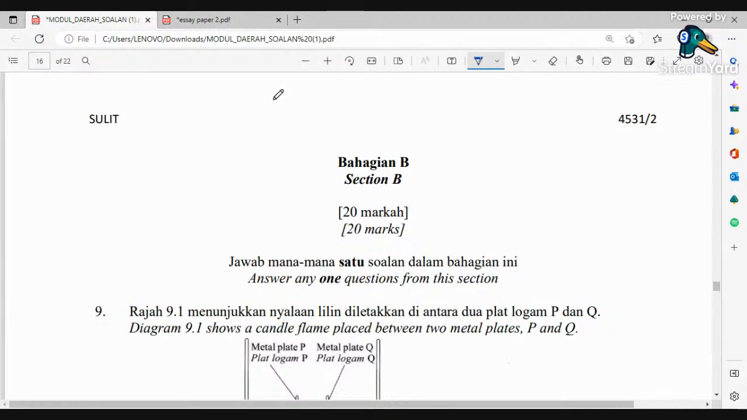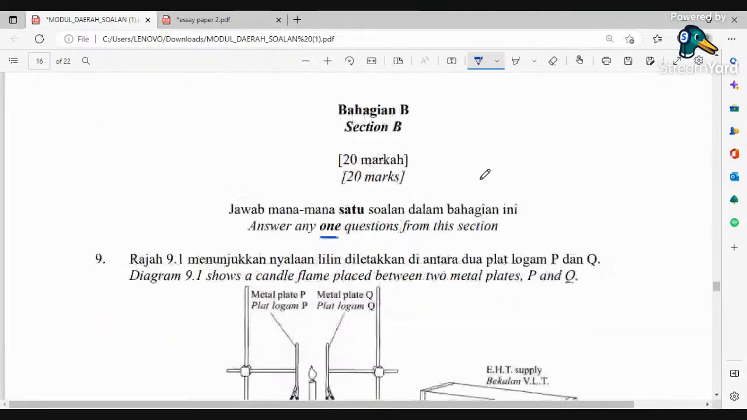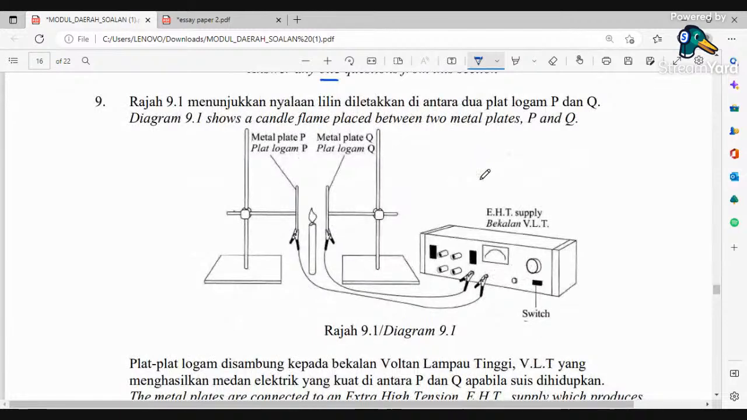Okay, continue our discussion on section B and section C tonight. You can refer to the model test paper. Let's look at section B. Section B, 20 marks. There are 2 questions, you just need to answer 1. Jawab 1 saja, 20 marks. Let's look at number 9.